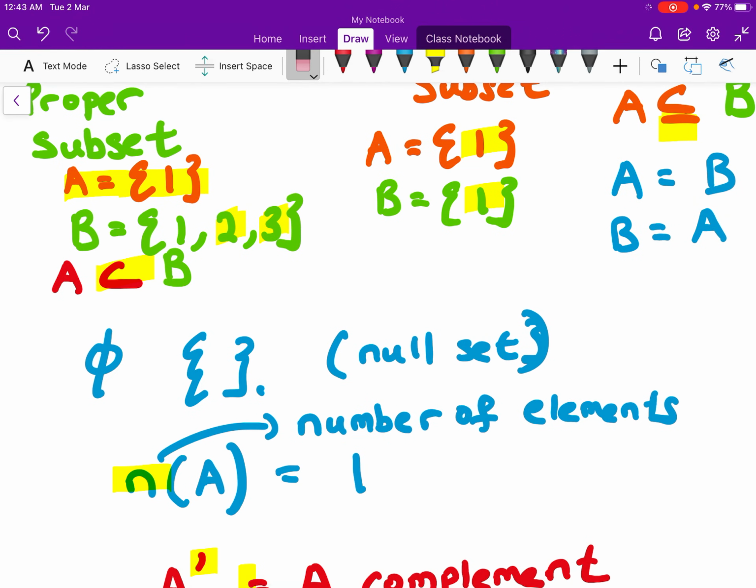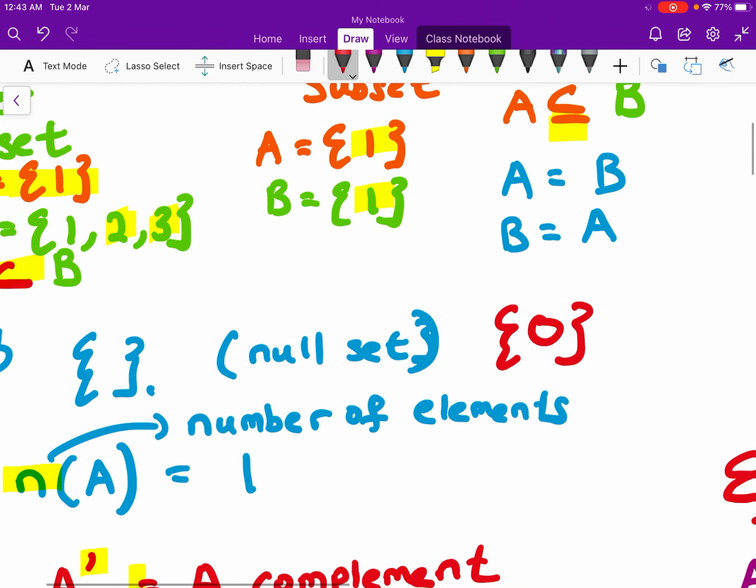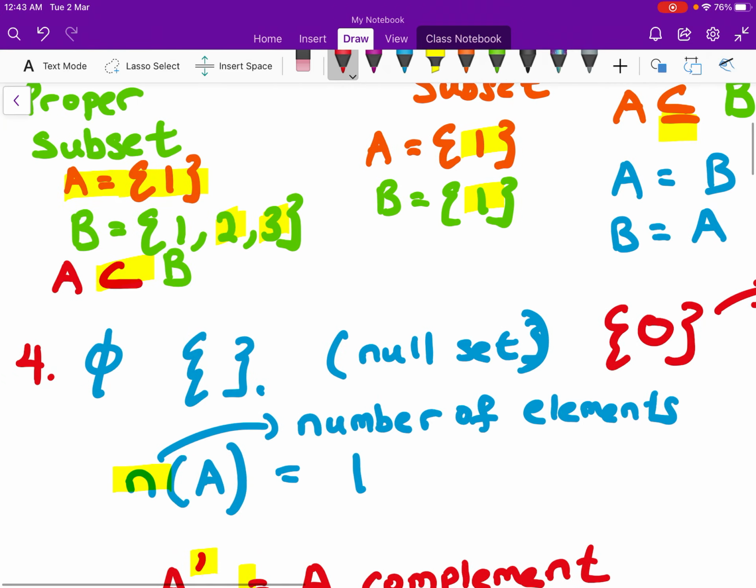Number 4, I want to talk about the null set. A null set is just nothing inside, emptiness. I can represent it with phi or a curly bracket with nothing inside. Just take note, you can't represent a null set with a curly bracket with 0 inside, because 0 itself is an element. If you put it like this and say this is a null set, this is wrong. It is not a null set. Just take note of this.